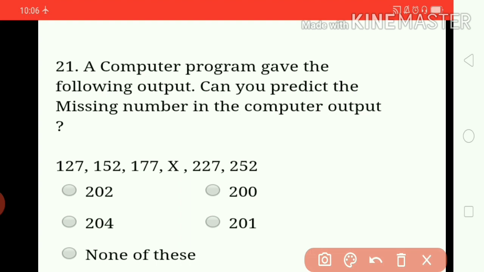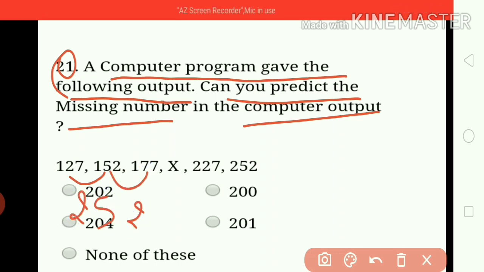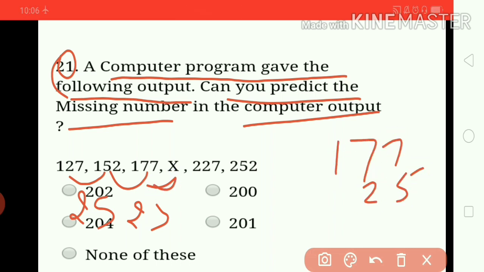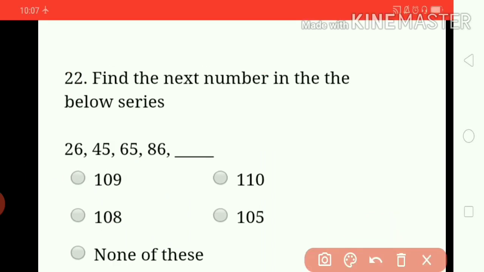Come to question number 21. A computer program gave the following output. Can you predict the missing number in the computation? So you can find the difference at first of 127 and 152. So it is the difference of 25. See, the difference here is also 25. So next will also be the difference of 25. So let us add 177 and 25. You will get 202, right? So this is the first option. Clear? Now come to question number 22.